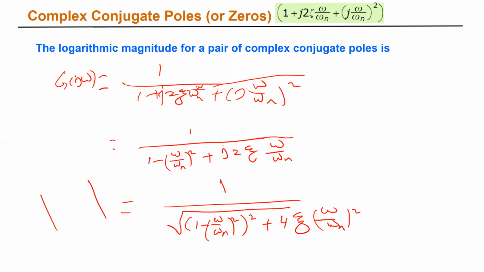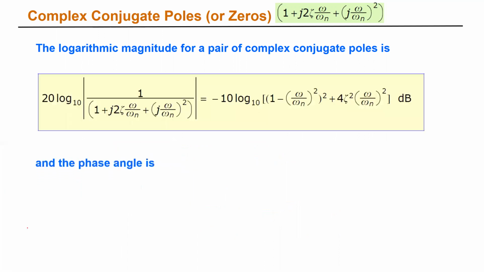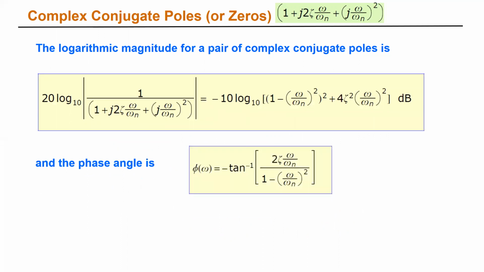If you take 20 log of the magnitude, let me put it in a neat form. This is what we are going to have. And this is going to be the angle: tan inverse of the imaginary over the real. Any question here?